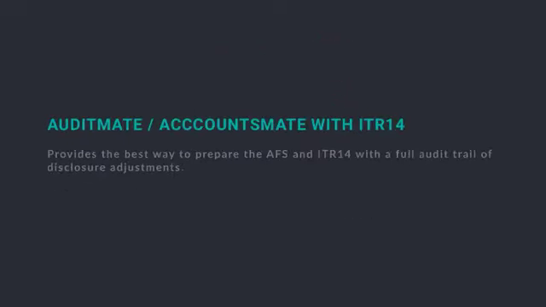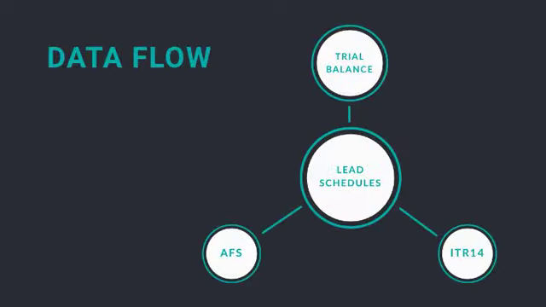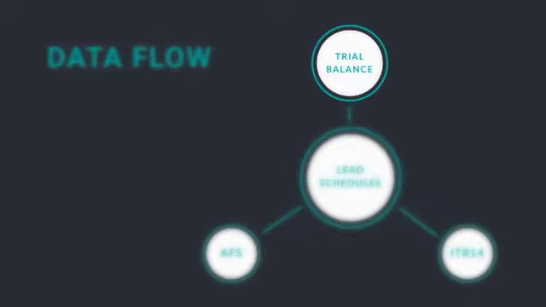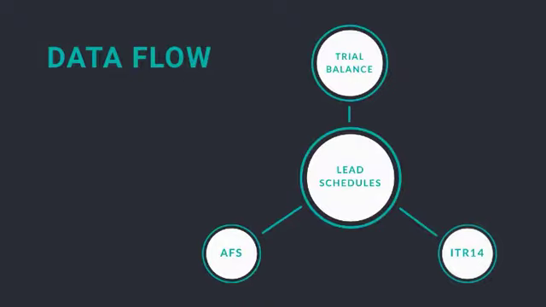At the end of the day, AuditMate and AccountsMate with the ITR14 is going to provide you with the best way to prepare the financials and the ITR14. And here's the important thing. There's a full audit trail of disclosure adjustments. So we're working from a trial balance. That's what we get from our client. In AuditMate, we allocate it to lead schedules, and those allocations are used to produce both the AFS and the ITR14. So it's the same data. It's the same trial balance flowing through the system to produce the AFS and the ITR14. And you do them at the same time in the same system, and you know they're going to be the same figures.